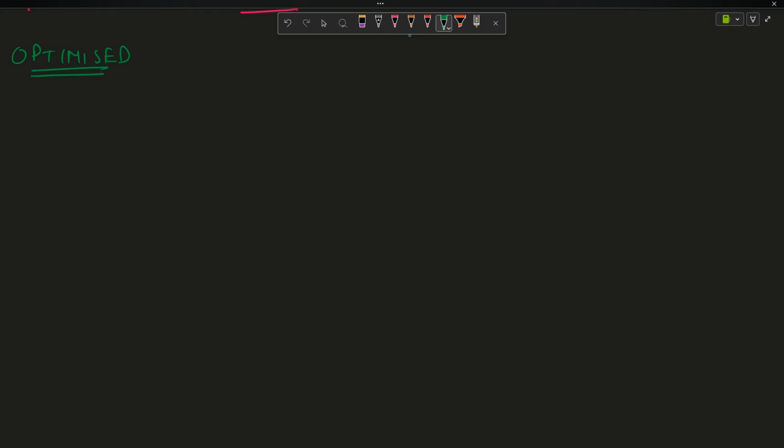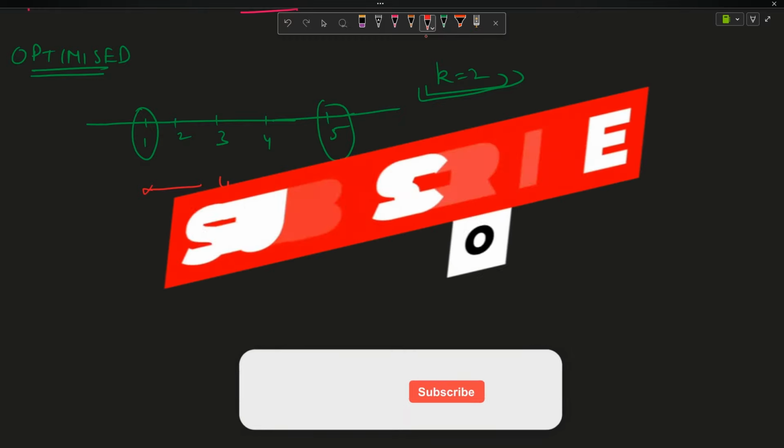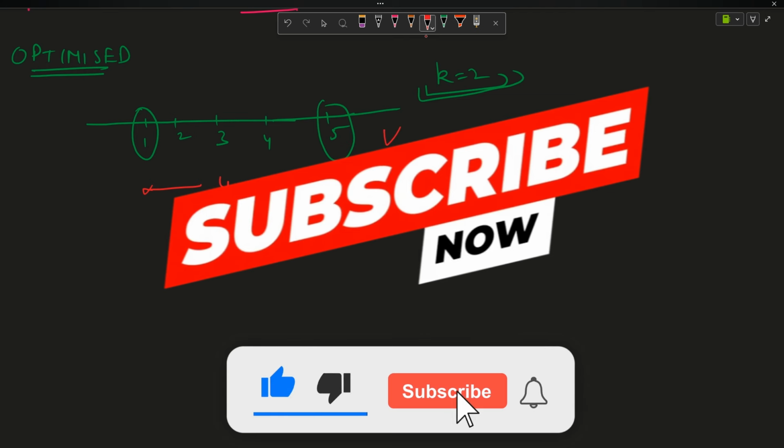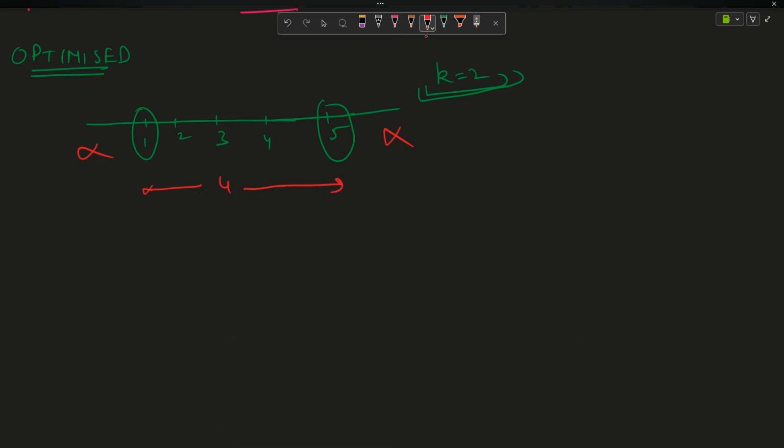So how will we solve it? Suppose my gas stations are located at 1, 2, 3, 4, 5, and suppose I have a gas station here at 1 and a gas station here at 5. Now I have k equal to 2, so I have to insert 2 stations. It should be pretty evident that I want to reduce this distance, which is currently 4. So I will not be inserting any station here or here, because this distance would remain 4 and my goal should be to decrease 4 as much as possible. Also, we have to return a double value.